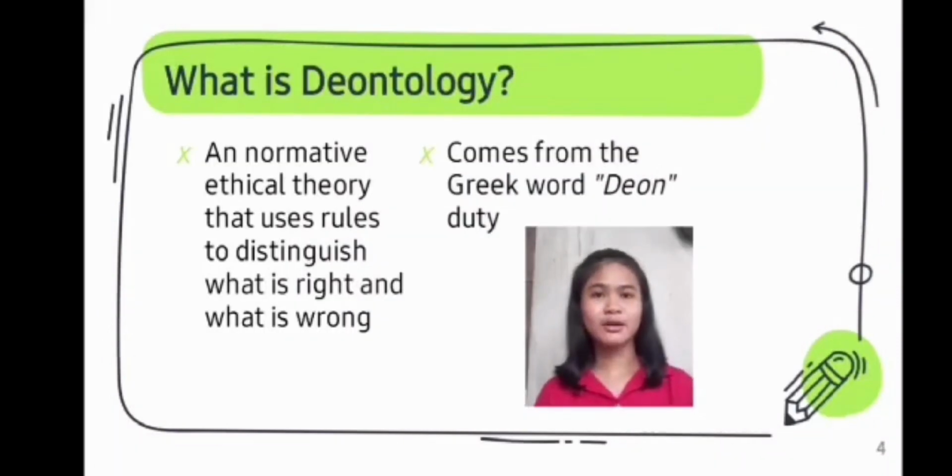So next, what is deontology? Deontology is an ethical theory that uses rules to distinguish what is right and what is wrong. It comes from the Greek word deon, which means duty or obligation. In short, the actions are either good or bad, right or wrong, based on whether they are consistent with moral duties. Deontology is simple to apply. You just need to follow the rules and do your duty.